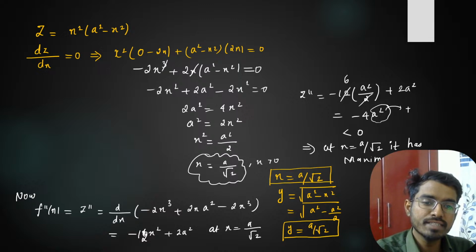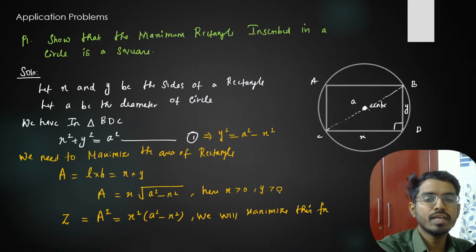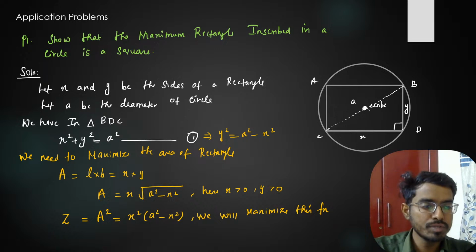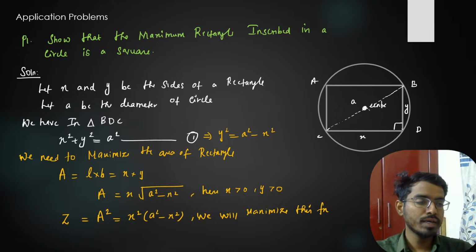So both the sides are equal. X and y are the sides. And you can see both are equal to a by root 2. So this implies it is a square. That's it. It is a square because both the side length x and y are equal. The first problem is clear.